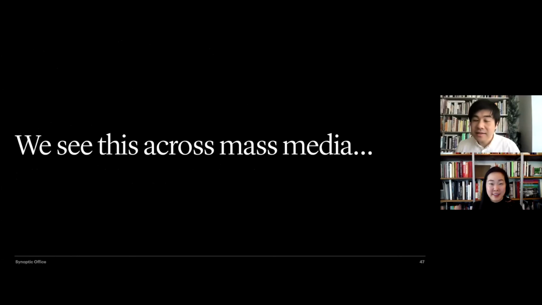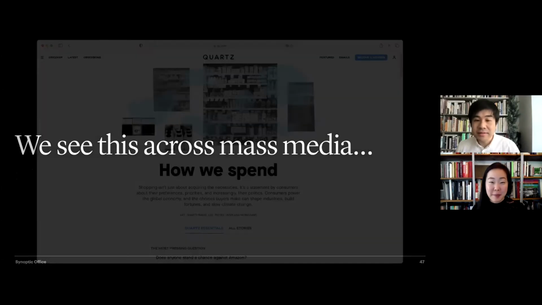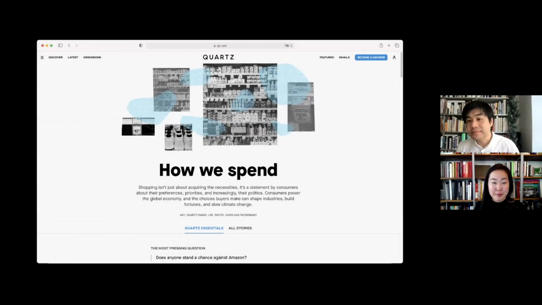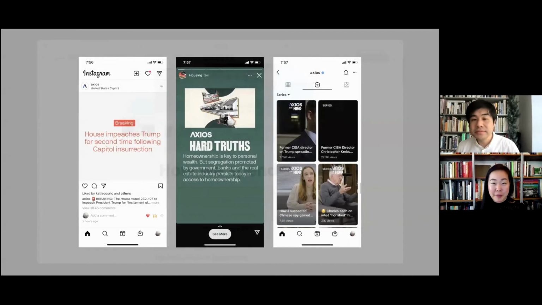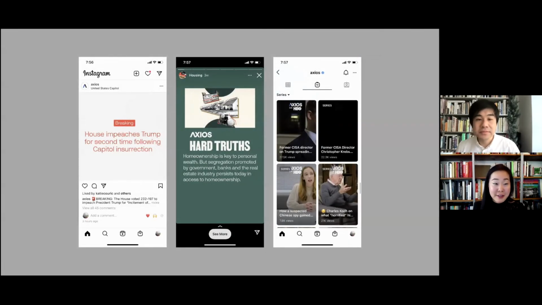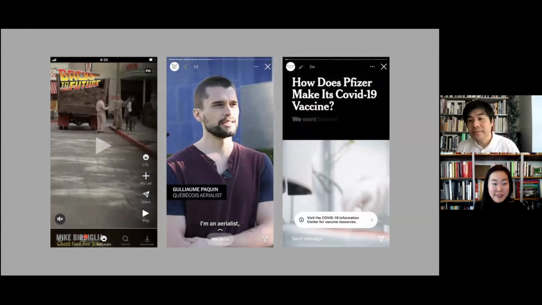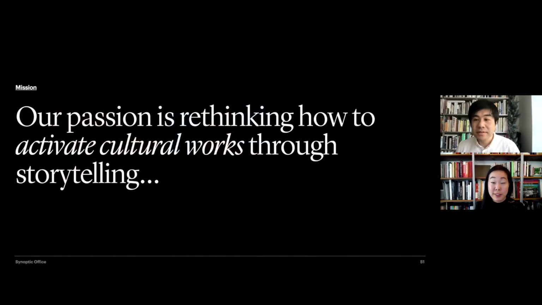We see this already happening across mass media, particularly with the microjournalism movement. Many of you might be familiar with Quartz or Axios, or you see this happening with Netflix and the New York Times, where content is being activated in new ways to create personal connections between the readers and the content. This is to ultimately inform and shape culture through storytelling.